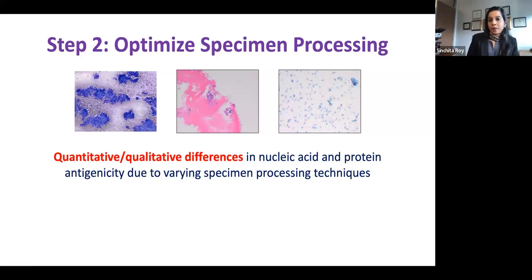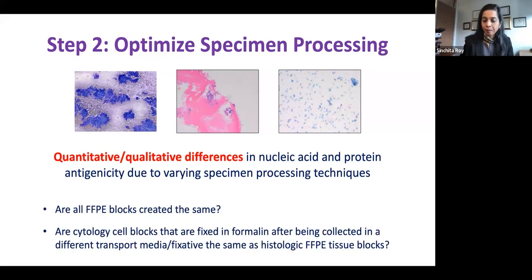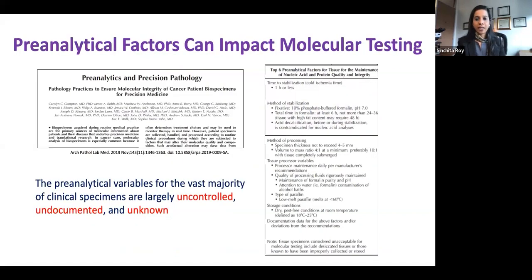So step 2 is the specimen processing part. And I talked about the differences depending on how you process these specimens. And oftentimes people think that if you have an FFPE block, that would be perfect, but FFPE blocks are not the same, right? The pre-analytic variables will depend on what you did before that block was created. If your specimen is collected in something else before it's fixed in formalin, you're introducing pre-analytic variables, and those may actually play a role in the downstream testing.